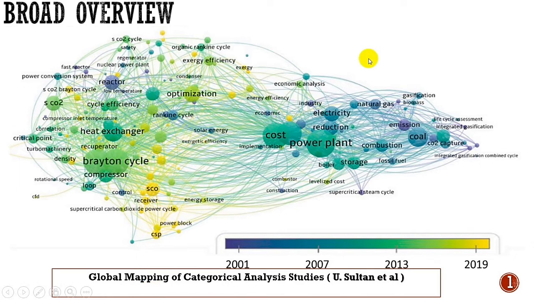It seems that most of the studies revolve around the power plant, the cost, the Brayton cycle, heat exchanger, cycle efficiency, and supercritical carbon dioxide, where the color of the balls shows the trend considering the years, the size of each ball represents the number of studies, and the branch lines represent the integrated studies with the connected category.